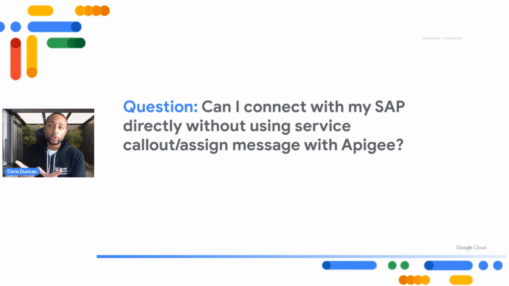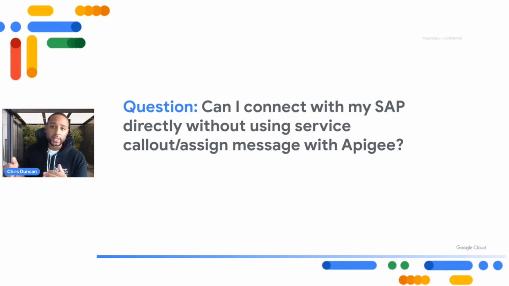But with those two solutions, you can actually use Apigee in front of application integration and have those integration calls there. But you don't have to necessarily use Apigee to connect to SAP. You can use application integration in a standalone fashion and use a connector to connect to SAP and build your integration in that aspect as well.